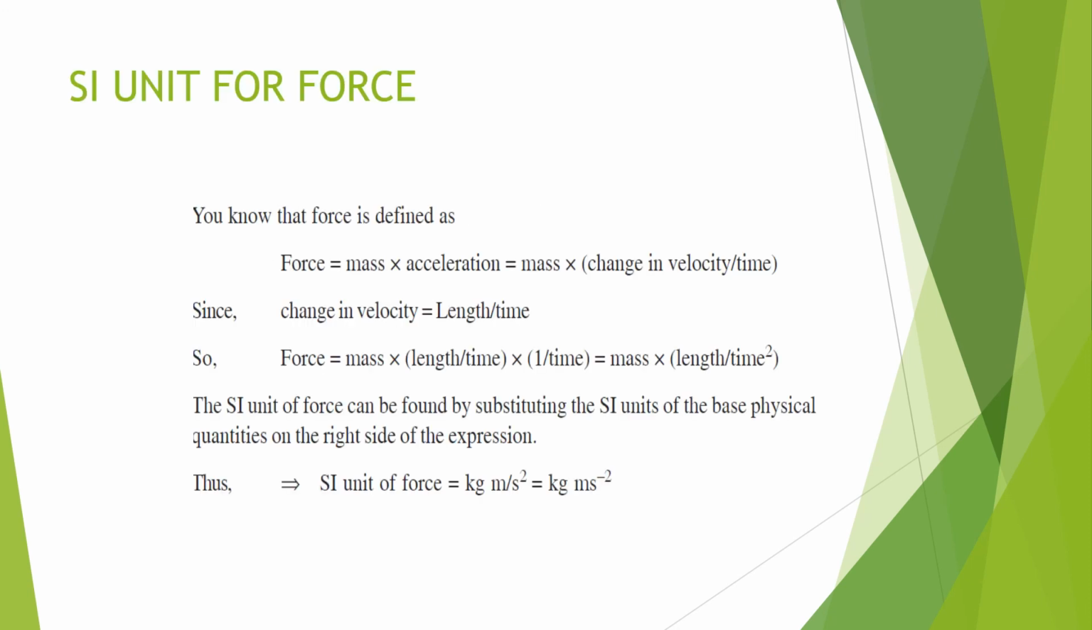For example, to find the SI unit of force, as you all know, force is mass into acceleration, and acceleration is nothing but change in velocity with respect to time, and change in velocity is length upon time. So the formula for force can be written as mass into length per unit time into 1 upon time, which is equal to mass into length upon time square. So in this way we can find the SI unit of force, and this comes out to be kg meter per second square, and this is called a derived SI unit.